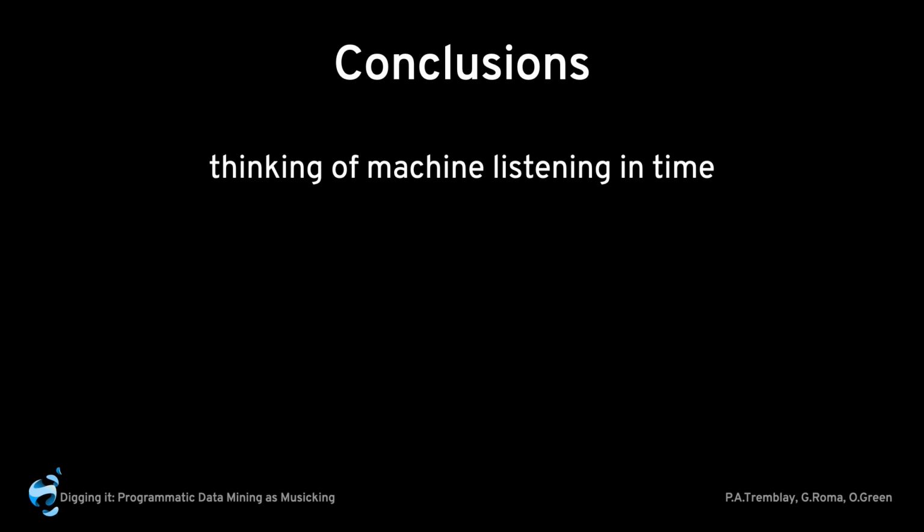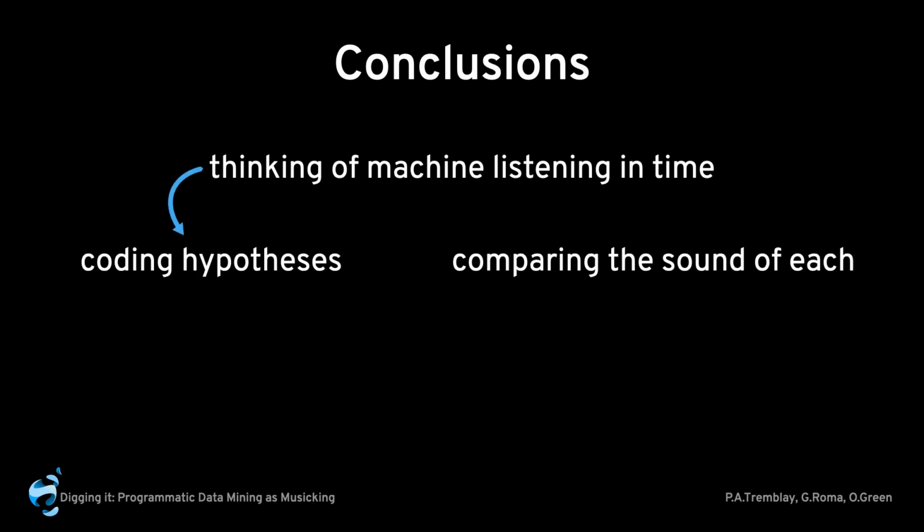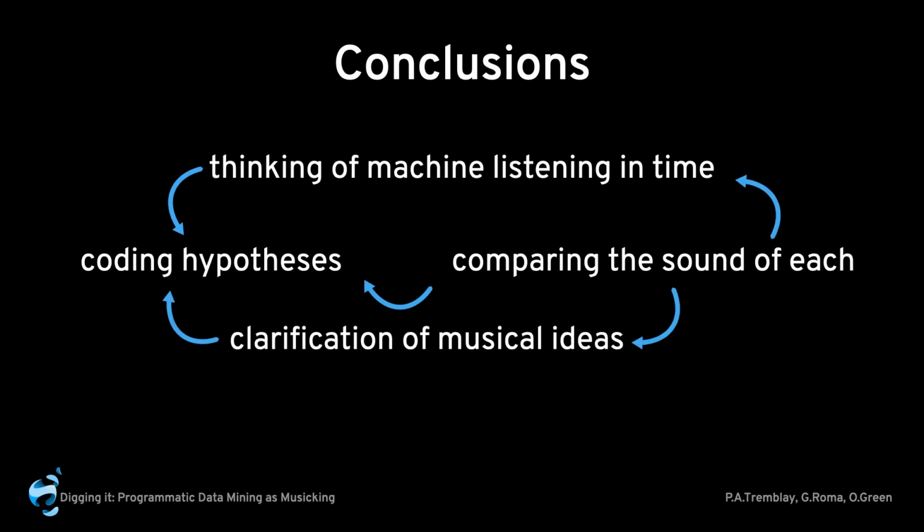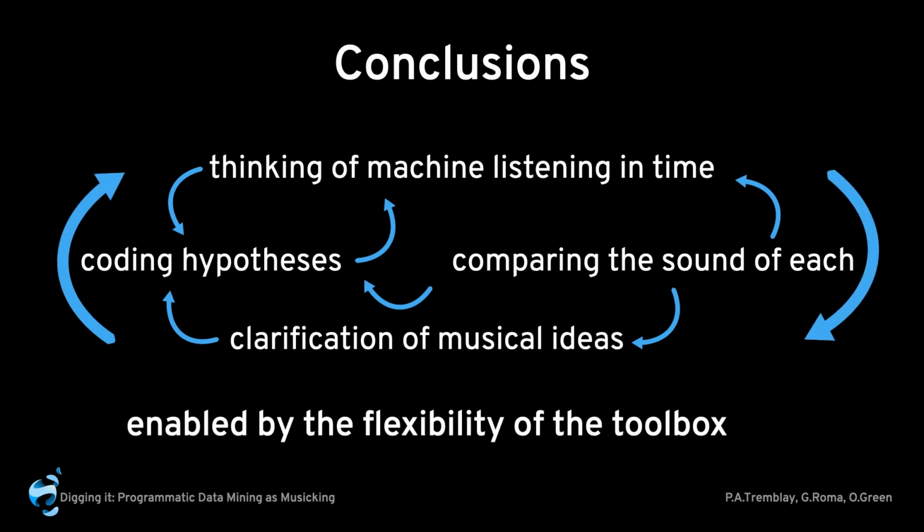This back and forth process between thinking of machine listening in time, coding hypotheses, comparing various ways of thinking about these things, and the clarification of the musical ideas was only possible because of the flexibility built in the system and its ability to incorporate the rest of the musicking workflow.